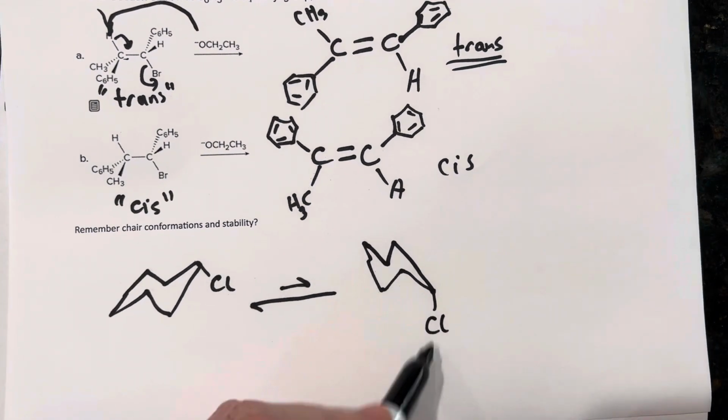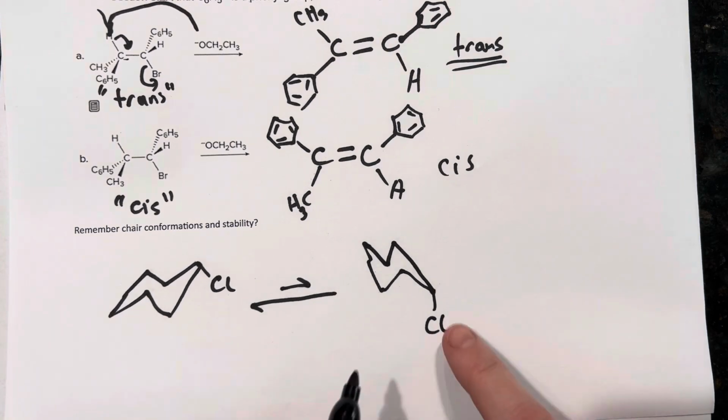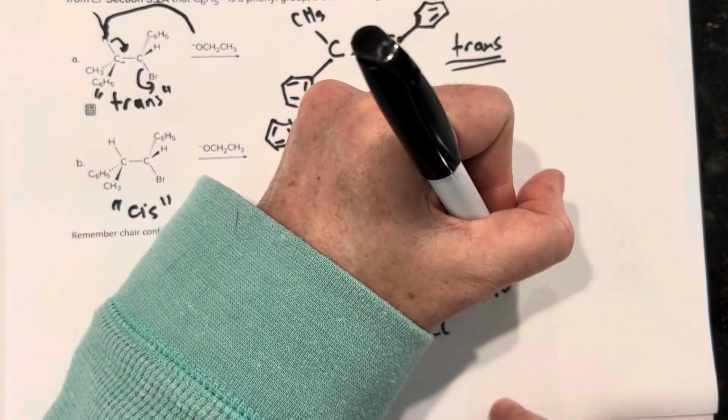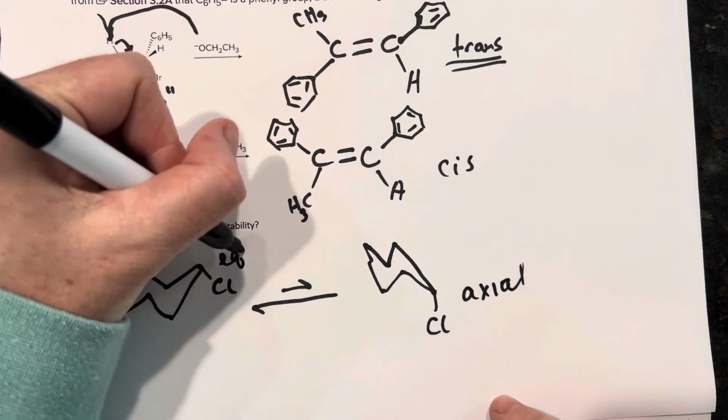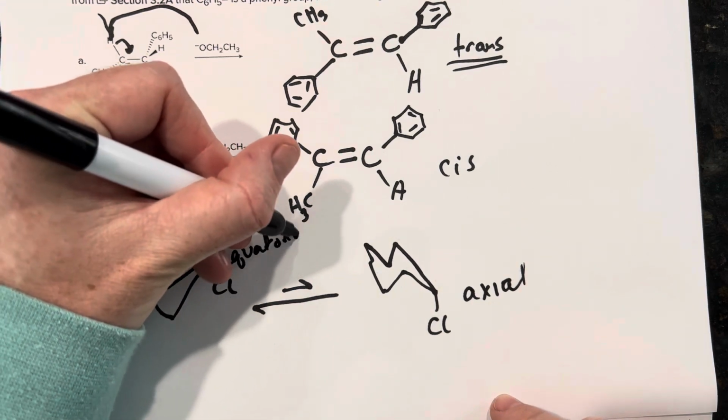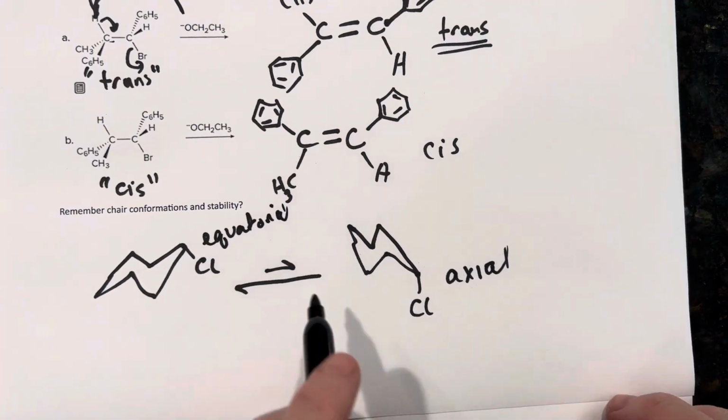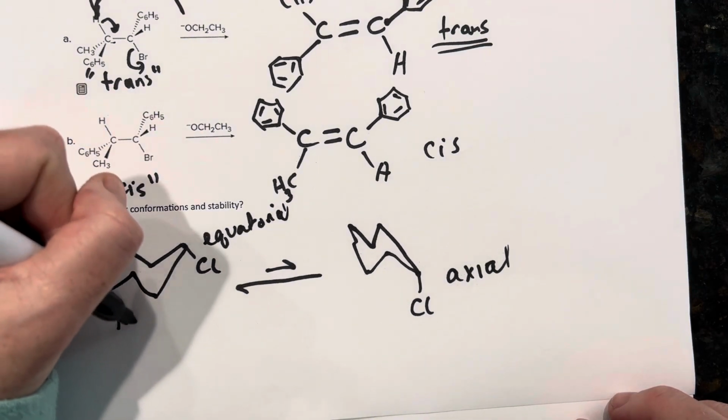You end up with the chlorine down right here. Remember that this is called axial, and this is called equatorial. Also remember, we're drawing a bigger arrow this way because this is more stable.